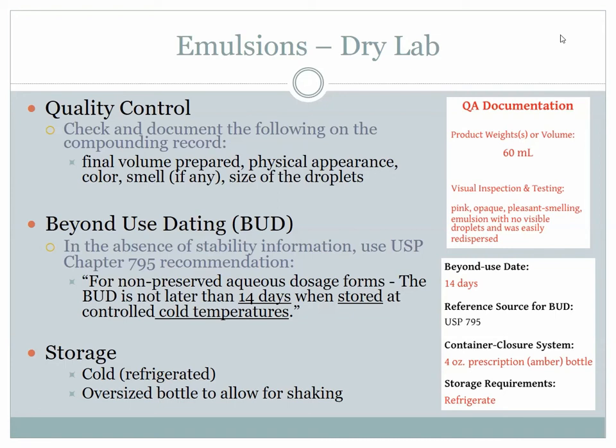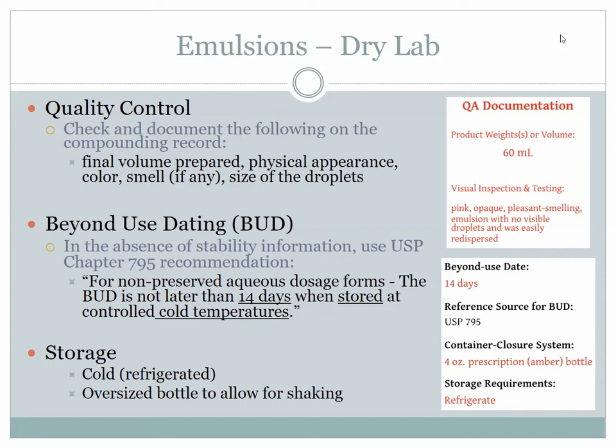Beyond use date here is, to be honest with you, the same to some extent as the emulsions, the creams and ointments we talked about. If there wasn't any water in it, it could be 90 days, but clearly there's going to be water in an emulsion. So it's not the 90-day thing, it's either 35 days or 14 days. And if you remember, the difference between 35 days and 14 days is whether or not the final product is adequately preserved. Does it have an adequate concentration of preservatives to prevent microbial growth?